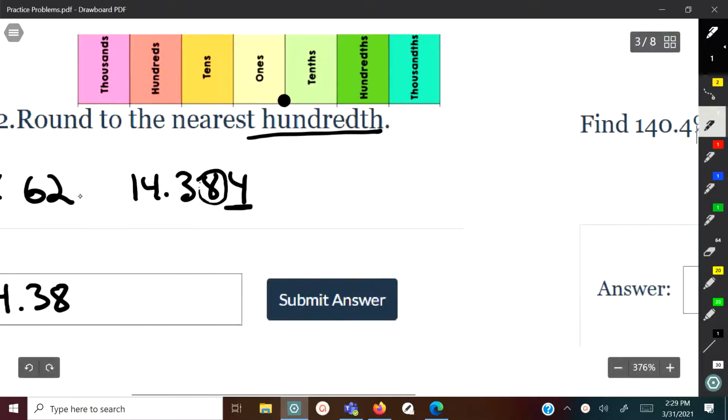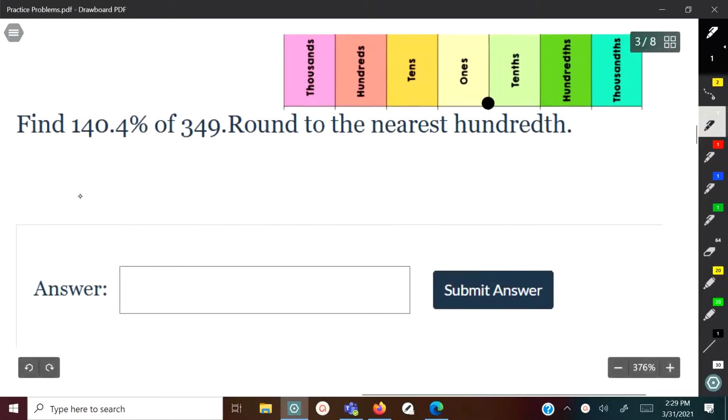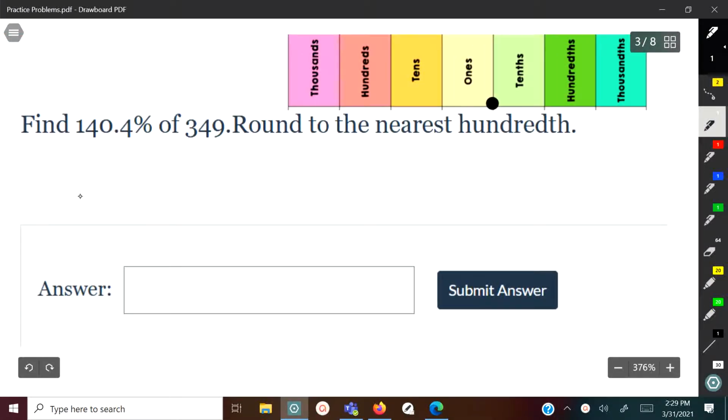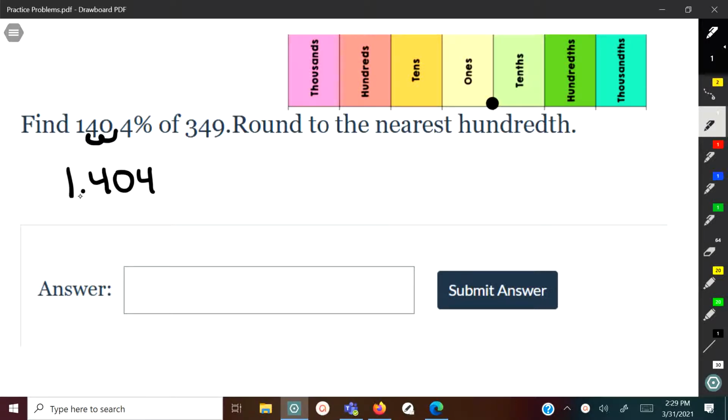Alright, now take a look at this one and see if you can solve this one. Remember, just move it two decimal places to the left. Alright, so to solve this one, we'll move the decimal two places to the left. That's going to get us 1.404. You're not getting rid of any numbers. You just have 1.404, and then multiply it times 349.